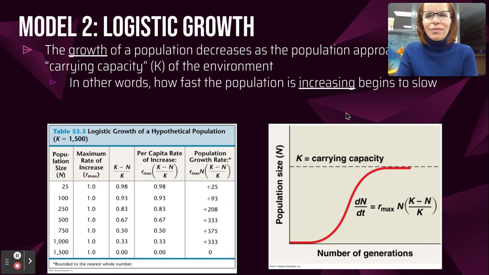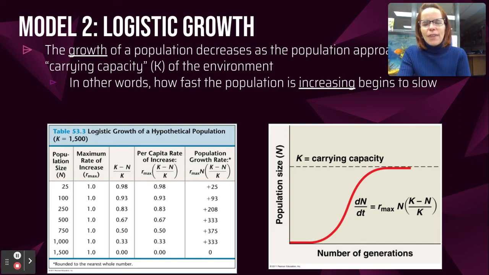Let me say that again. I was obsessing with my picture here. The growth of a population decreases. It doesn't mean the population is growing less. Man, I'm awkward this morning. Sorry. It just means that the growth is slowing.